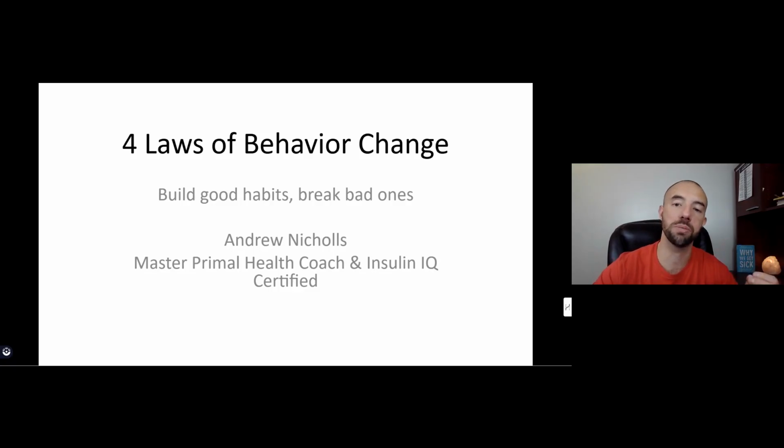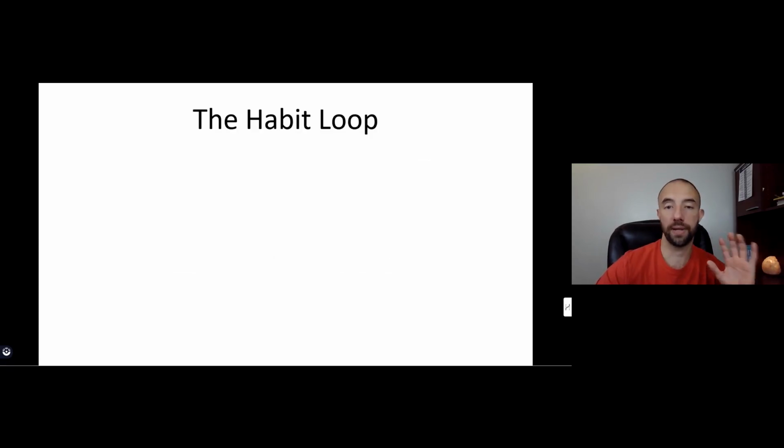So, I'm going to approach this by first explaining what a habit loop is and then how you can create good habits and break bad ones using the 4 laws of behavior change as taught by Atomic Habits author James Clear. And so let's get into it.